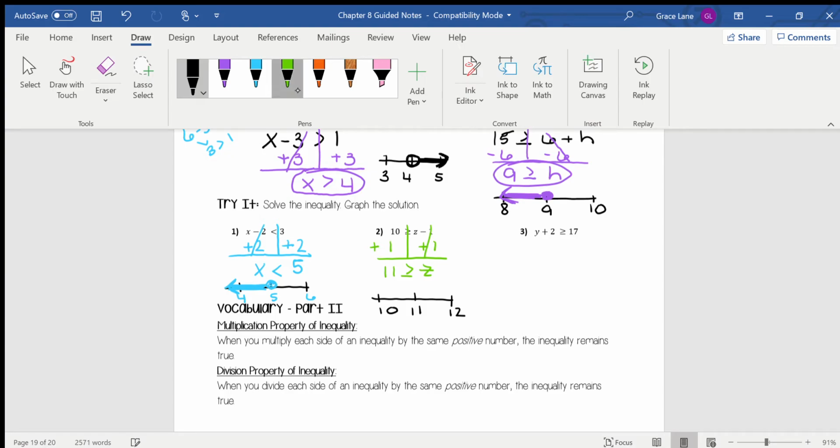And then the dot here is colored in because it includes 11. So it says 11 is greater than z. What this really is saying is z, though, is less than or equal to 11.